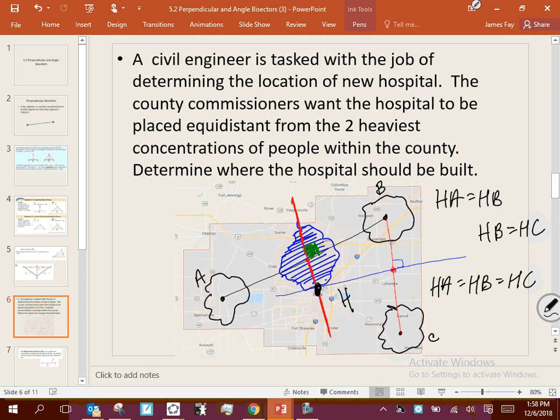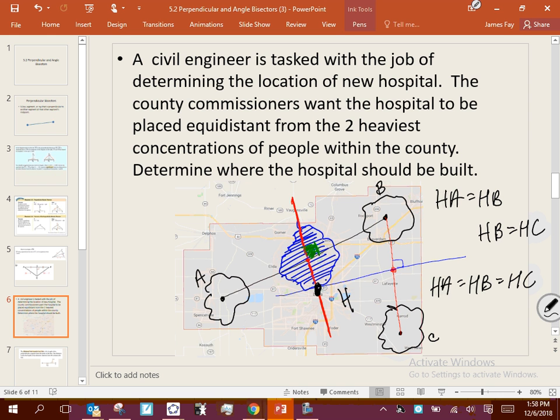All three of those distances are equal, right? So where the hospital is, if I'm standing at the hospital, I can walk to population A, population B, or population C, and it would be the exact same distance. So now if I've got ambulances coming from those places, they all have to travel the same distance, right? Provided that we have roads that go straight to the hospital.